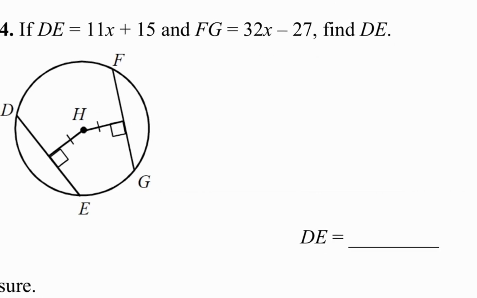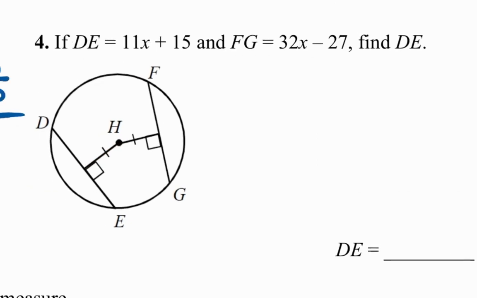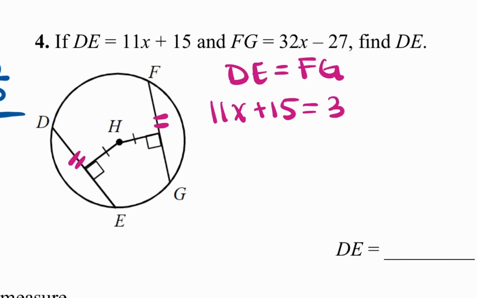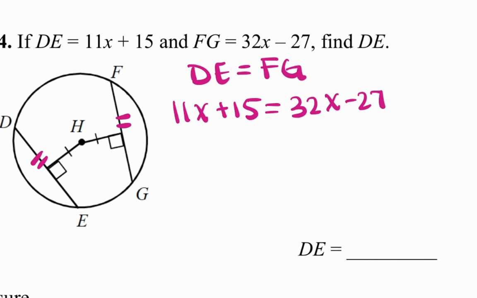So because we know that these are perpendicular and equidistant from the center, then we conclude that DG and FG are congruent. So the lengths are going to be equal. So 11x plus 15 equals 32x minus 27. So subtract 11x from both sides.